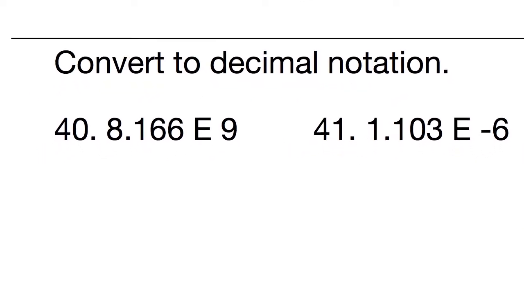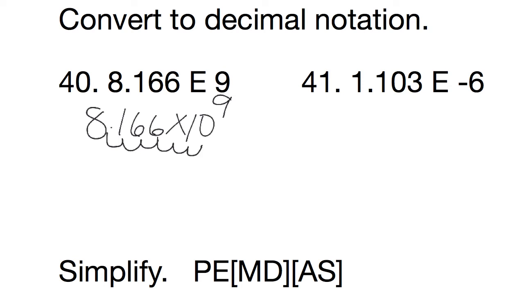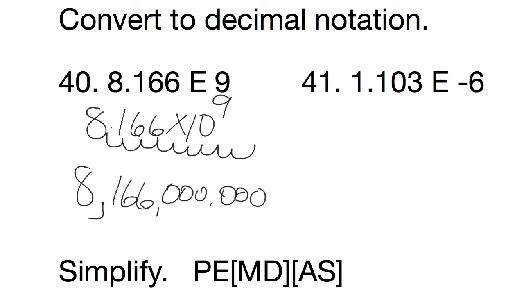Now this is actually scientific notation, or it's a calculator version of scientific notation. The E just represents 10 to the, in this case, 9th power. So this is going to be 8.166 times 10 to the 9th. That's all that means. 1, 2, 3, 4, 5, 6, 7, 8, 9. 8. I need 6 zeros. 1, 2, 3, 4, 5, 6.